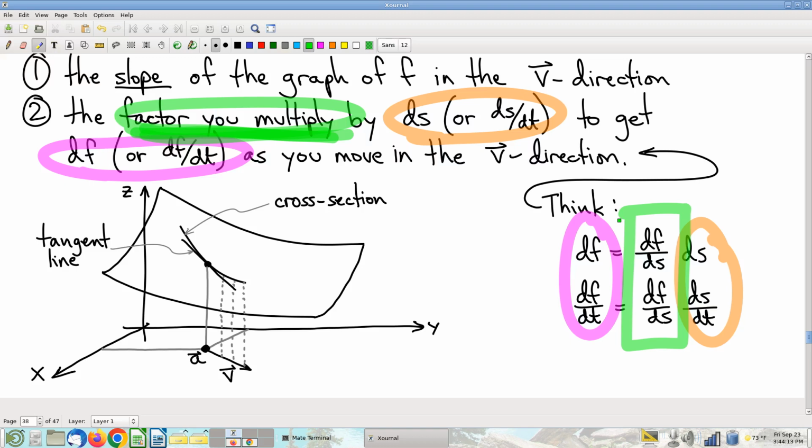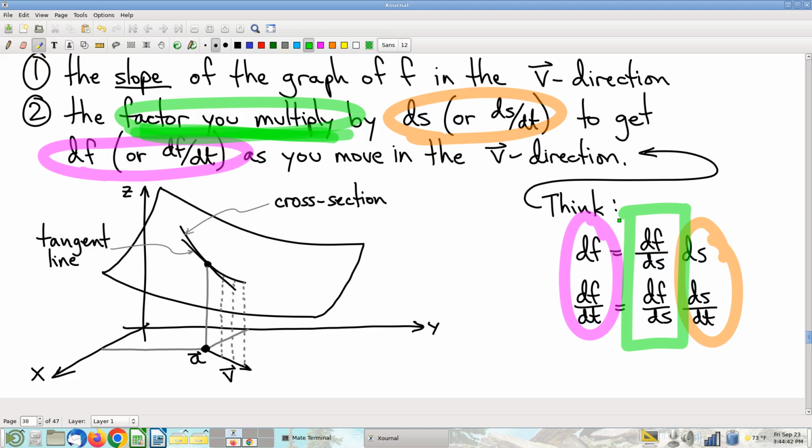On the other hand, df/ds, totally different thing. This says how much elevation gain, not per unit time, but how much elevation gain is there per unit distance traveled along the trail in whatever direction you're going. And if you think about it, how much up per unit horizontal distance, that's just telling you the slope of the trail. How steep is the trail?